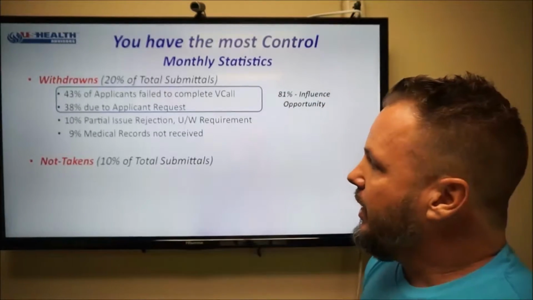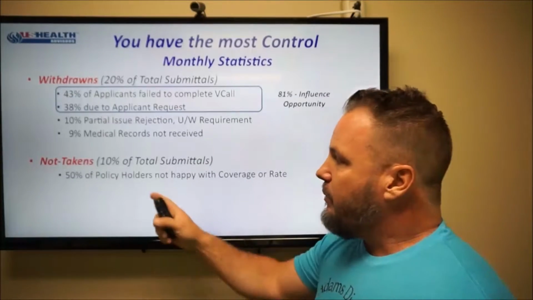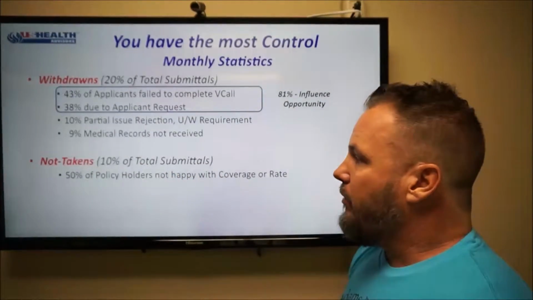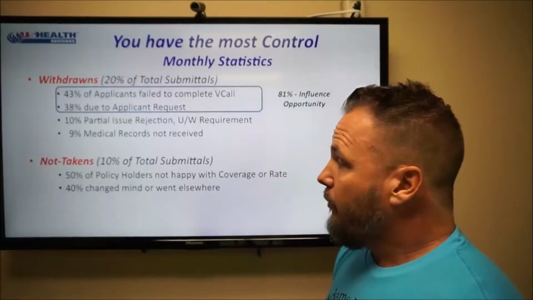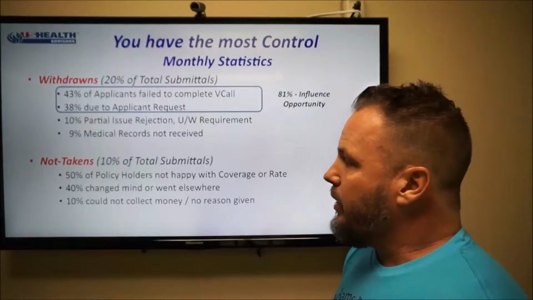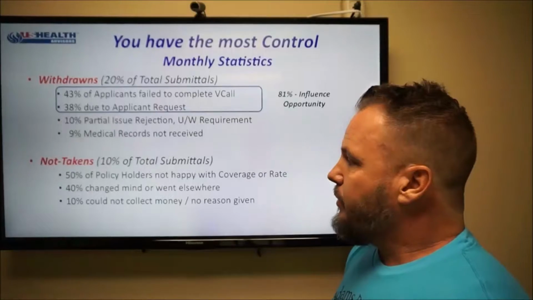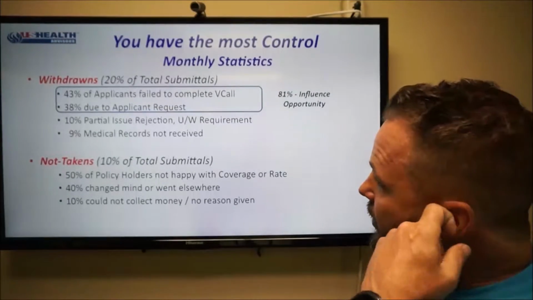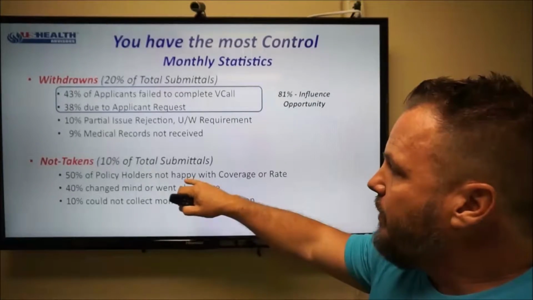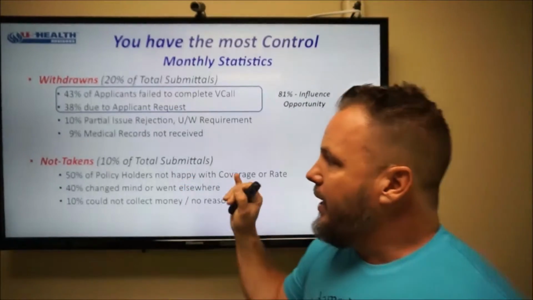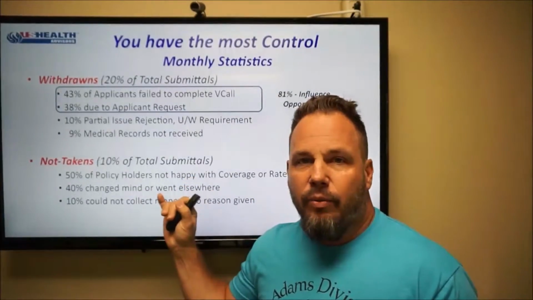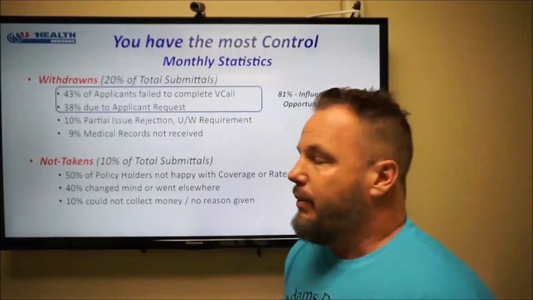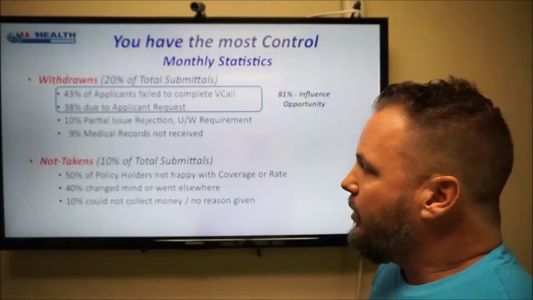Not takens, okay, 10% of all submittals. 50% of policyholders that are non-taken are not happy with the coverage or the rate. 40% changed their mind and went elsewhere. 10% we couldn't get the money from them and or there was no reason given. Okay, so 50% of policyholders not happy with the coverage or plan. We shouldn't have submitted the application then. We needed to find out from them whether or not they were happy with the plan before we submit the application, obviously.